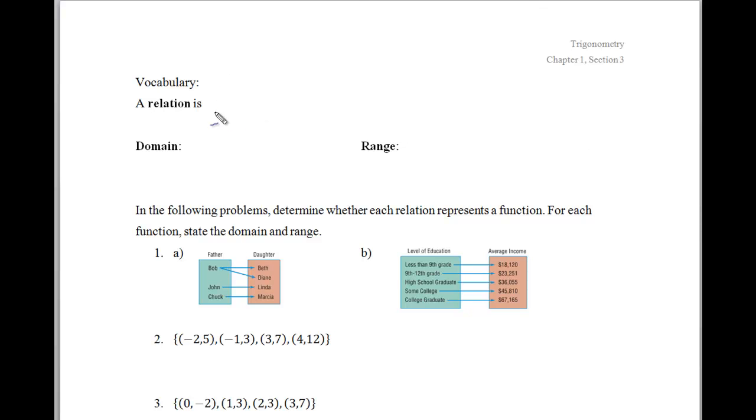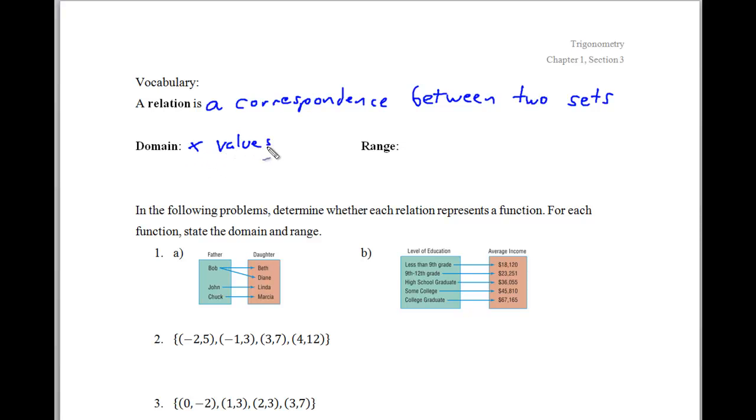The first thing I want to do is cover just some basic vocabulary. Relation is a correspondence between two data sets. So domain are the x values, and the range are your y values.